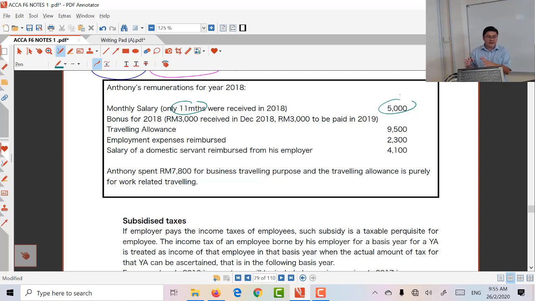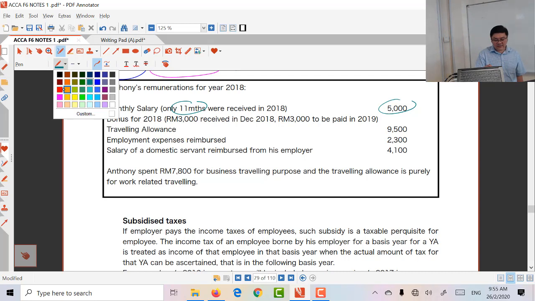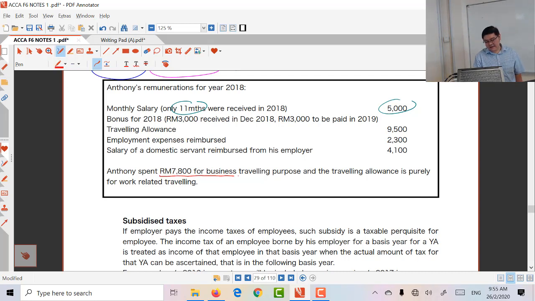Now you see 9,005. I've just told you about exemption. So how much is the amount that you're going to fill in? Now the employment expenses reimbursed is 2,003 reimbursement. But what is it that you're reimbursing? Is it for work or is it for yourself? Take note of that. Then salary of a servant that you reimburse back from your boss, same thing. Is it for yourself or is it for work? Now Anthony spends 7,008 for business traveling purpose and the traveling allowance is purely for work. So they're telling you that he actually incurred 7,008 for business traveling. That's an expense that he incurred for work.